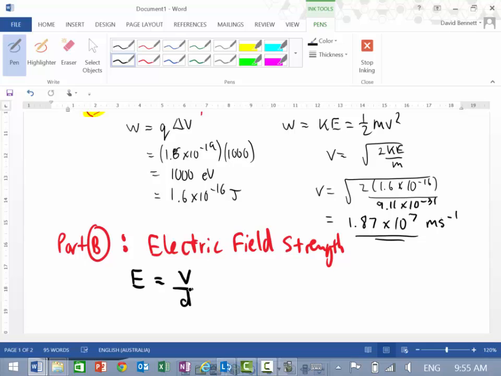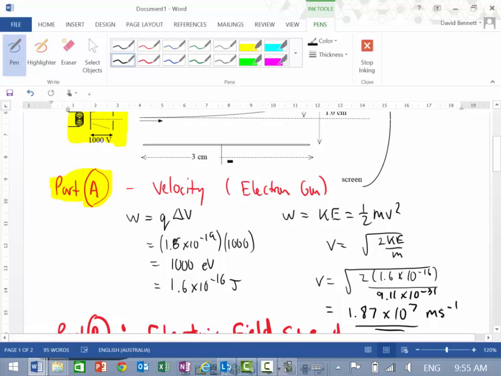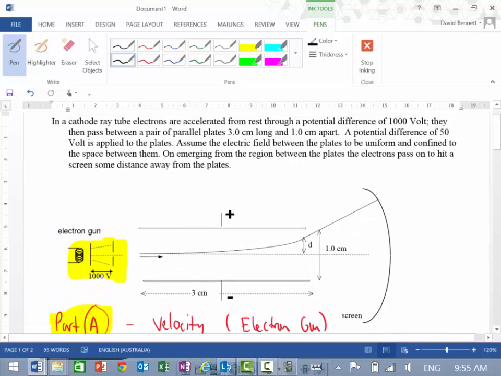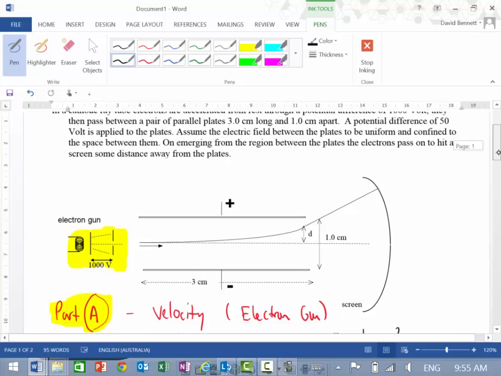Force over the charge, that's newtons per coulomb, isn't it? Okay, so this one here is volts per metre, the units that we're going to use for electric field strength. So what is the potential difference that we've got here? Well, it's over 1 centimetre and it's applying 50 volts.